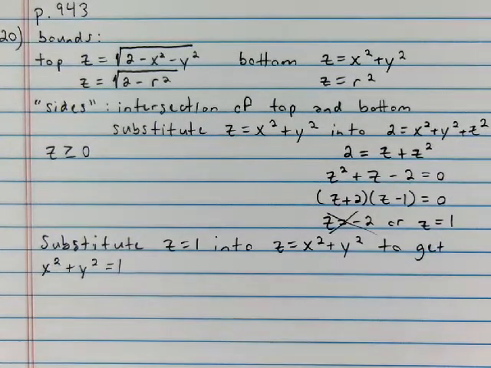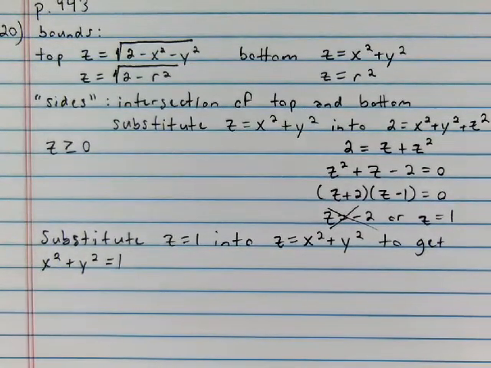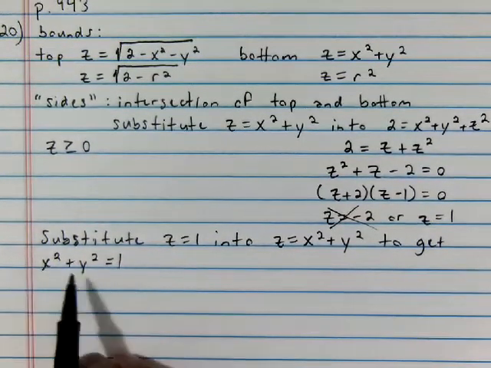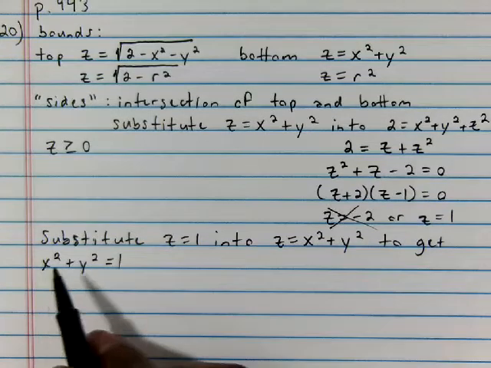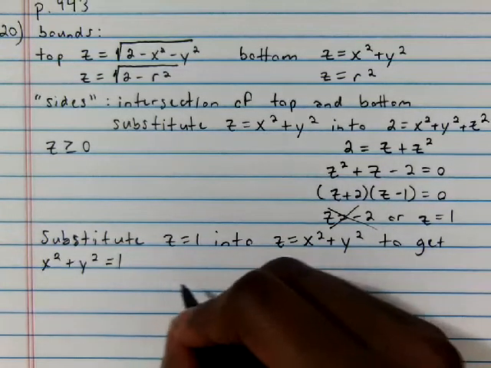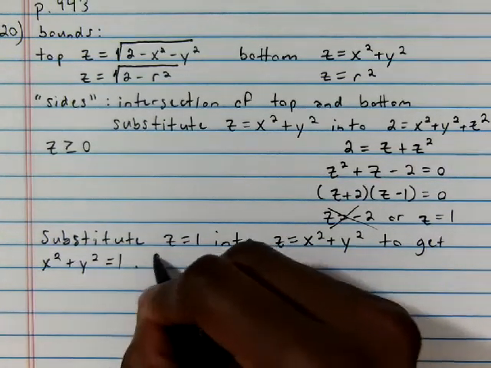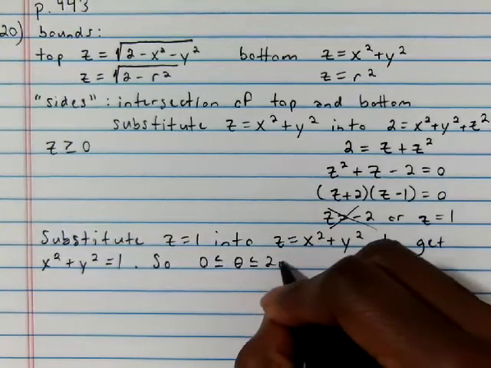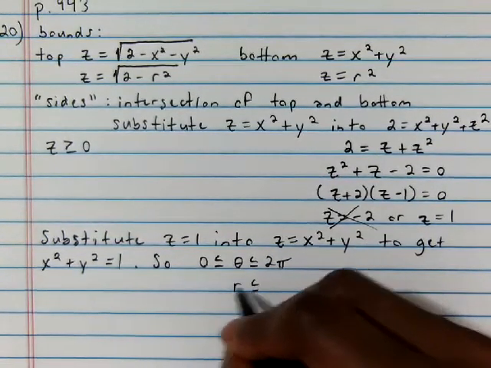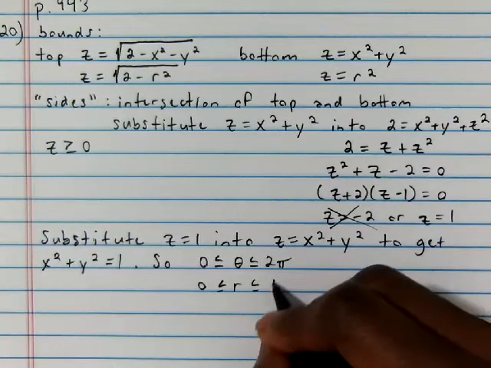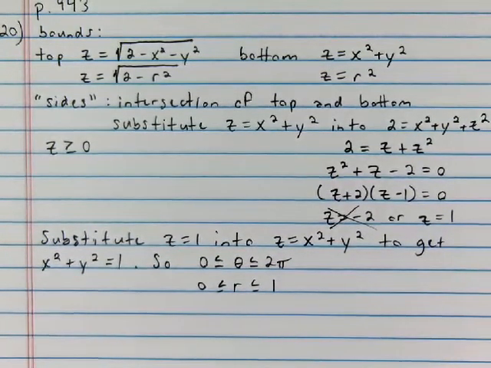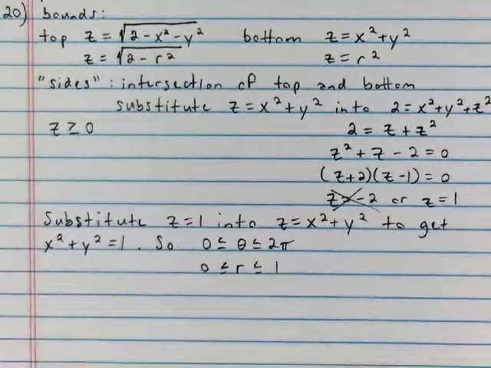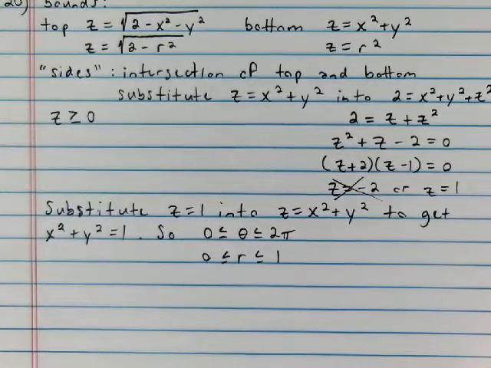So those are our sides, and we know that we've seen this over and over again, how to do that in polar coordinates. So I'm just going to jump to that without sketching it. So theta varies between 0 and 2 pi, and r varies between 0 and 1. So now we can go ahead and set up our iterated integral.